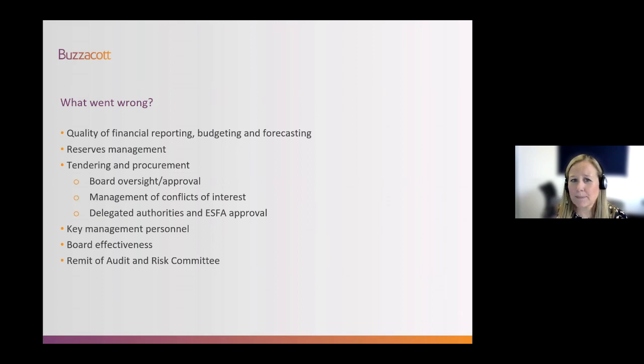So it wasn't really best placed to react when the financial position started to deteriorate or when the new auditors raised their initial concerns. So we'll go through some of the points on this slide in turn in a bit more detail. And the first one there, obviously quite key, the quality of financial reporting, budgeting and forecasting, as Kath was talking about earlier.